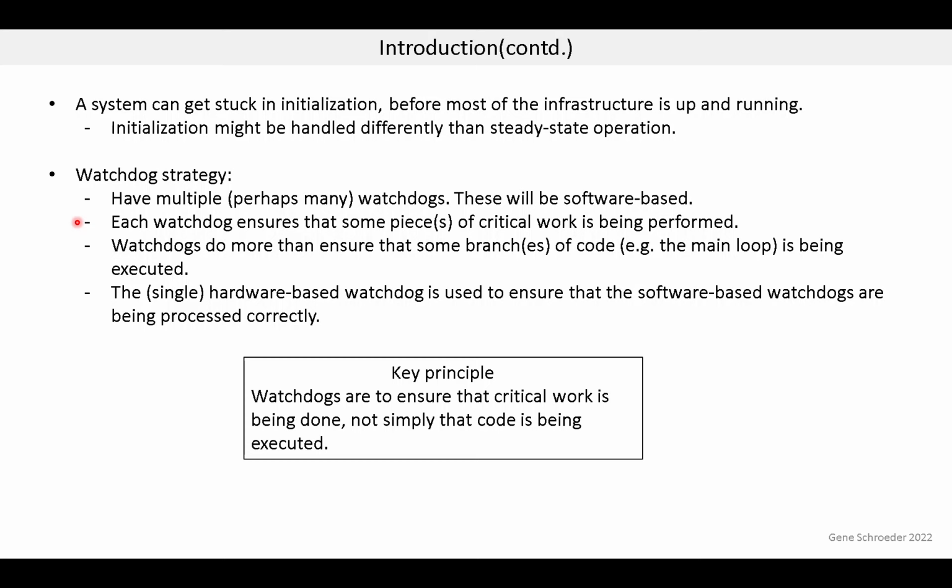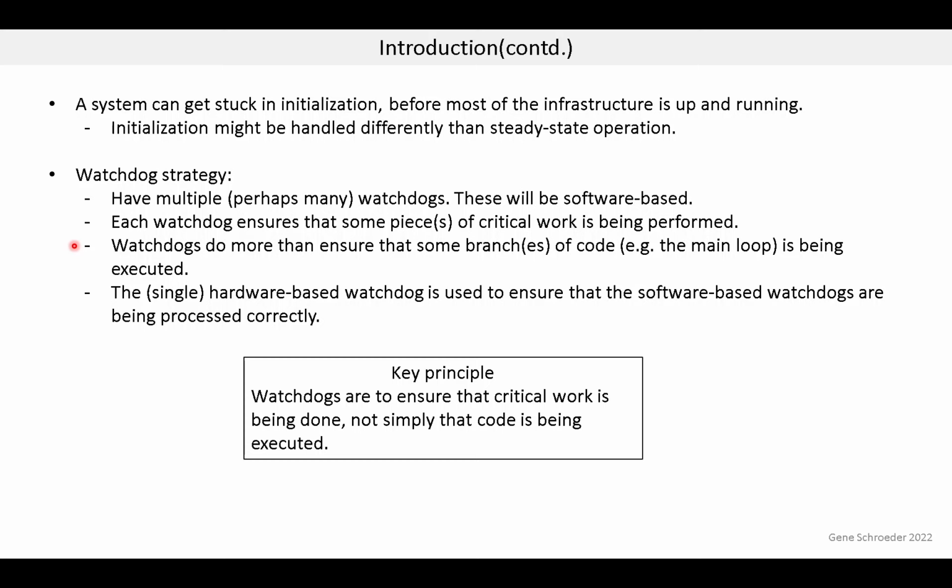So for example, perhaps the system has to read its inputs every 100 milliseconds. So you have a watchdog for reading inputs, and you only feed it when you have successfully read the inputs. Perhaps there's another watchdog for ensuring the control loop has successfully created and written an output value. So the idea is watchdogs do more than ensure that some branch of code, for example, the main loop, is being executed. The main loop could be running fine, but the product isn't doing its job because there's some data that is in a bad state.